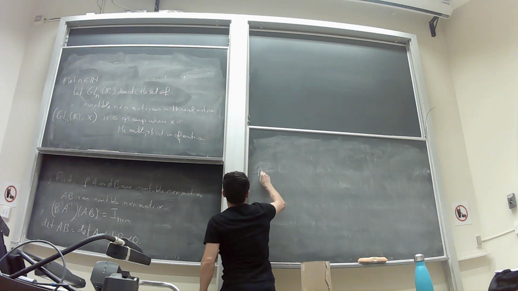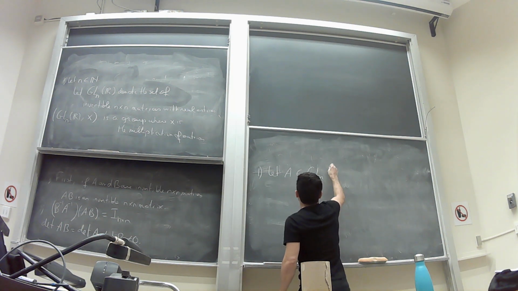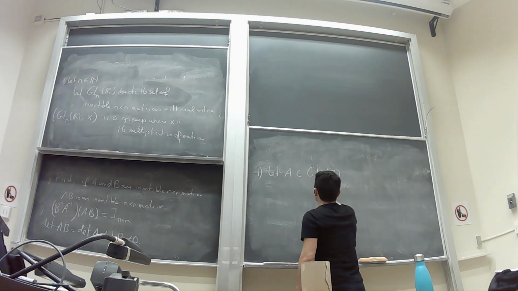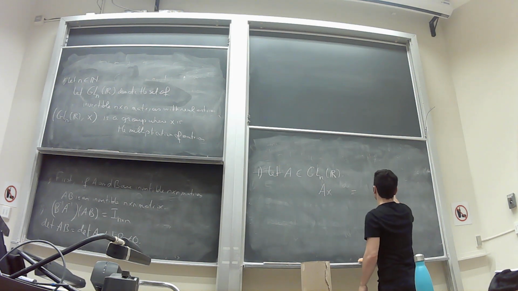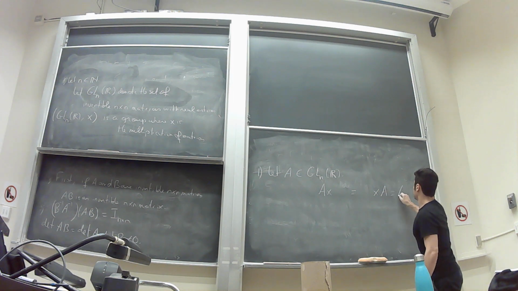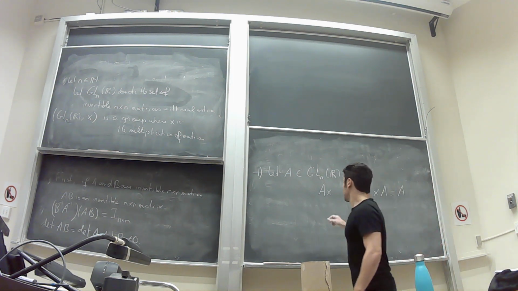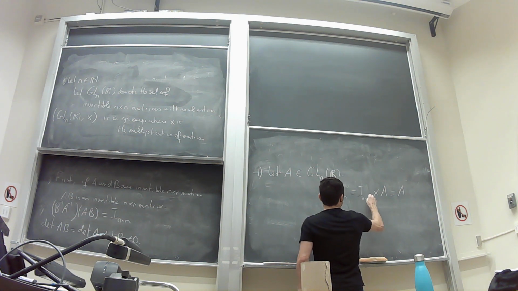So let A be in GLNR, so let A be an invertible n by n matrix. Can you find a matrix such that A times that matrix is equal to that matrix times A is equal to A? What is that matrix? The identity, for any A. Great.